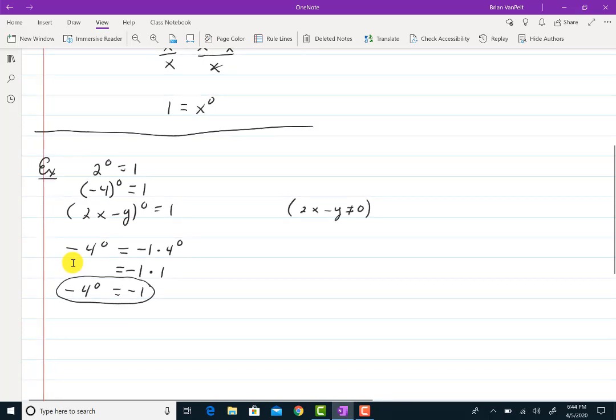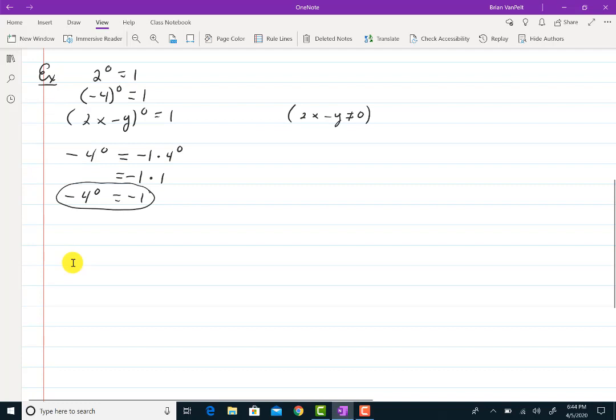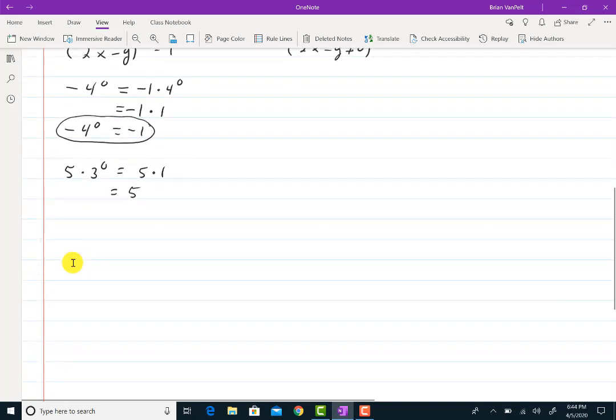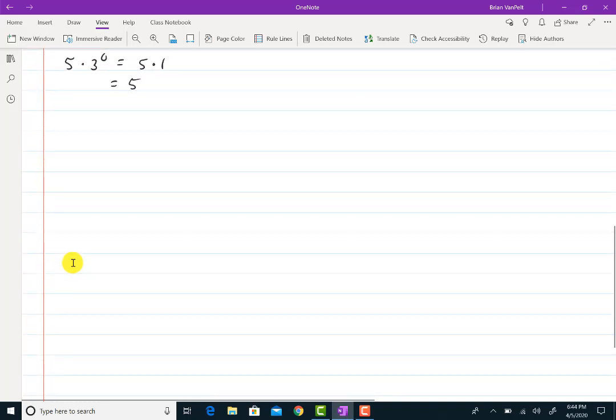So hopefully you're getting the idea. If I do something like 5 times 3 to the 0, you would do the exponent first. 5 times 1 equals 5. I think that's all the examples that I have for now. Now let's handle negative exponents.